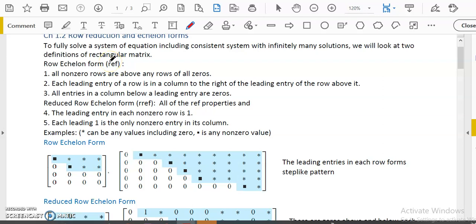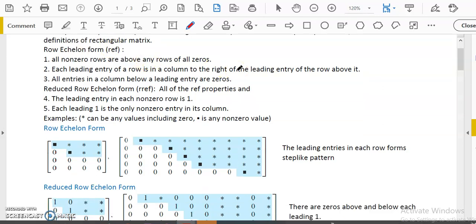Row echelon form shows up when all non-zero rows are above any rows of all zeros. So if you have any zero row, all the zero rows will be at the bottom, and the non-zero rows are at the top. So that's the first thing. The second thing is, if you look at each row, there should be a leading non-zero entry, and it is in the column to the right of the leading entry of the row above it.